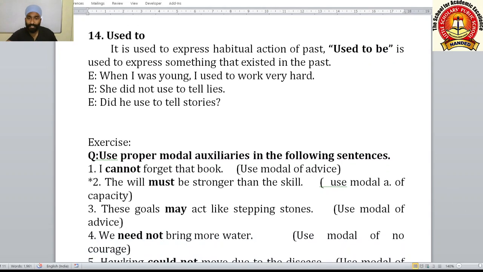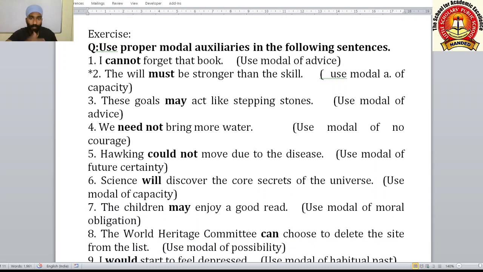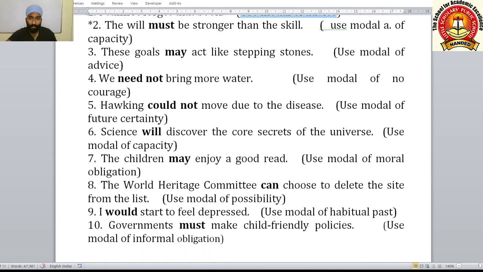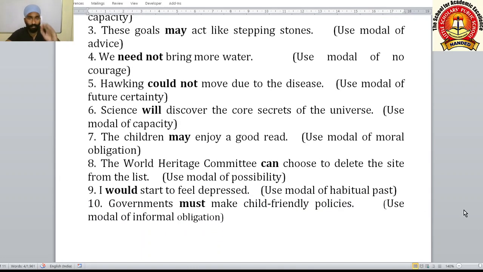Now let us see the exercise, which you have to solve. Whatever is given in this video, all of that you have to copy in the notebook of your grammar. So pause the video for these sentences, and in the same way change them according to the instruction given in the bracket. Use only the main function of the modal auxiliary. Here, if the modal auxiliary of habitual past is given, then you have to use only that modal auxiliary. So solve these 10 sentences in the notebook.